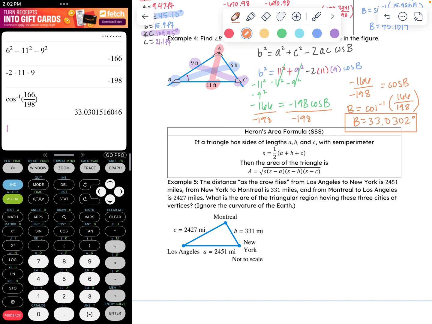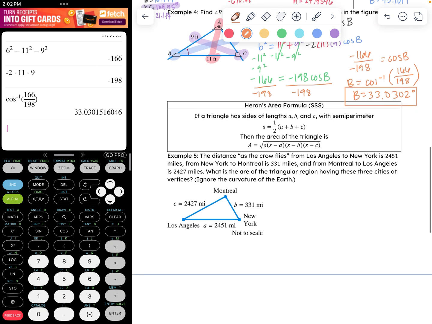The law of sines gets kind of tricky when you are looking at a side-side-side version of a triangle. So it says if a triangle has side lengths A, B, and C, you can find the semi-perimeter by, well, semi means half, so taking the perimeter and multiplying it by 1/2. So 1/2 times A plus B plus C. Then the area of the triangle is the square root of S times S minus A times S minus B times S minus C. So let's look at an example here.